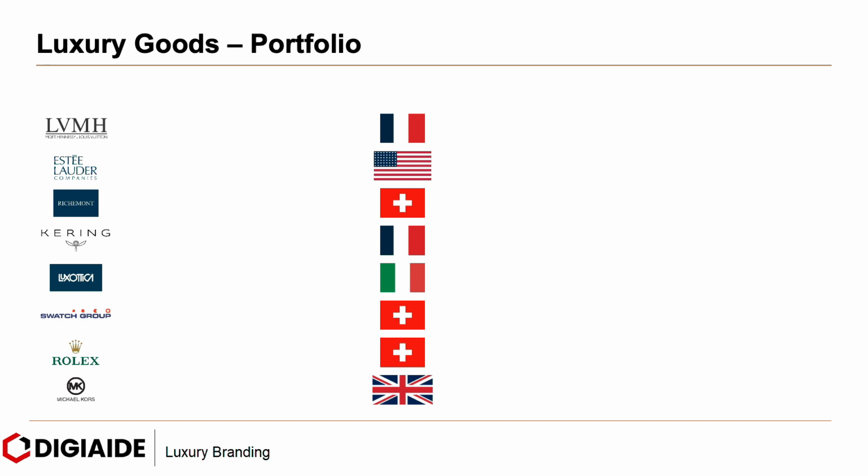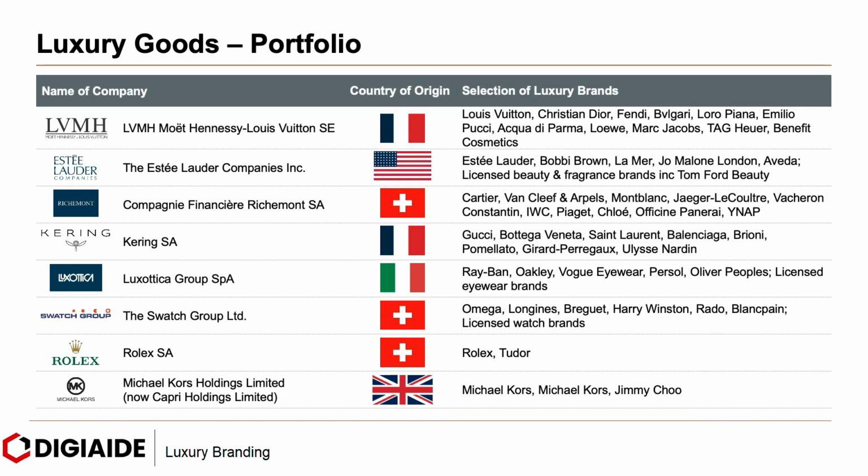And finally, a quick snapshot of the luxury goods portfolio and brands within each of the groups. In the leftmost column are the name of the groups, along with their country of origin and the selection of luxury brands which fall under these groups. For instance, under Louis Vuitton Moet Hennessy Group, you have brands like Louis Vuitton, Fendi, Bulgari, etc. These groups not only include apparels and footwear, they also include perfumes, bags, watches, sunglasses, etc. So that's it, folks. This brings an end to the topic on luxury branding.